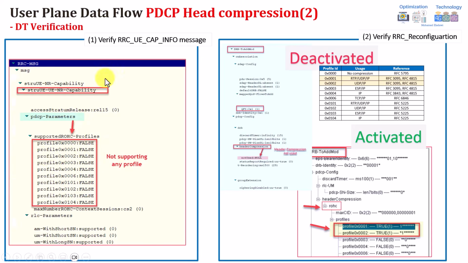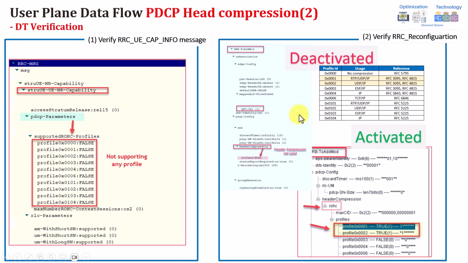How to check that? You can check the UE capability message from the RRC layer 3, and under the UE capability message you will find something called NR capability structure, as mentioned here, PDCP parameters. These are all the profiles. For example, in 3GPP you have from profile 0 to 4, as you can see here. You'll find all the profiles here. Here, all are false. This means this particular device is not supporting it. So this is the first part you need to confirm.